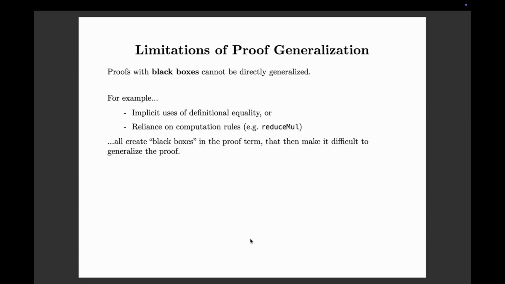And so for that reason, if there are ever implicit uses of definitional equality in the proof, or for example, reliance on computation rules like reduce mul, that creates black boxes in the proof where we can no longer look at what was used about the constants to generalize. That makes it difficult. Those sorts of things will not be generalizable with this tactic. Yes, question?